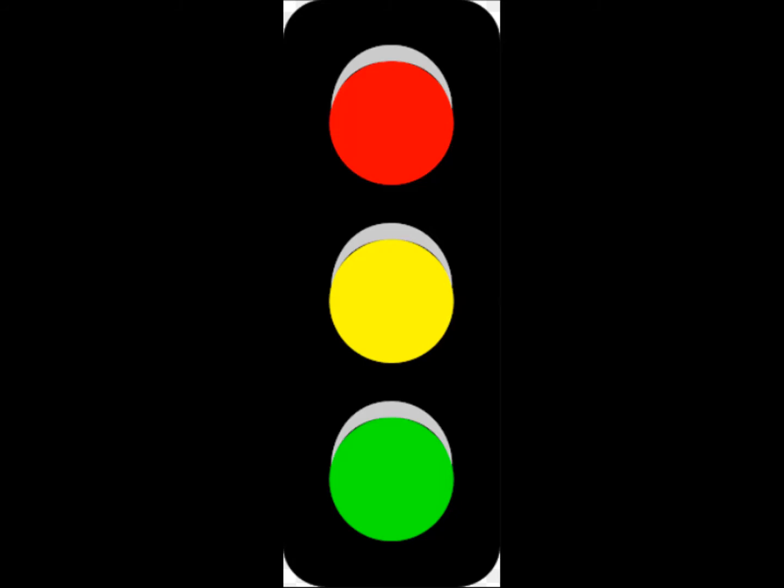Solid yellow light. When a green light changes to yellow, it warns that the light will change to red immediately and drivers must prepare to stop or clear the intersection.